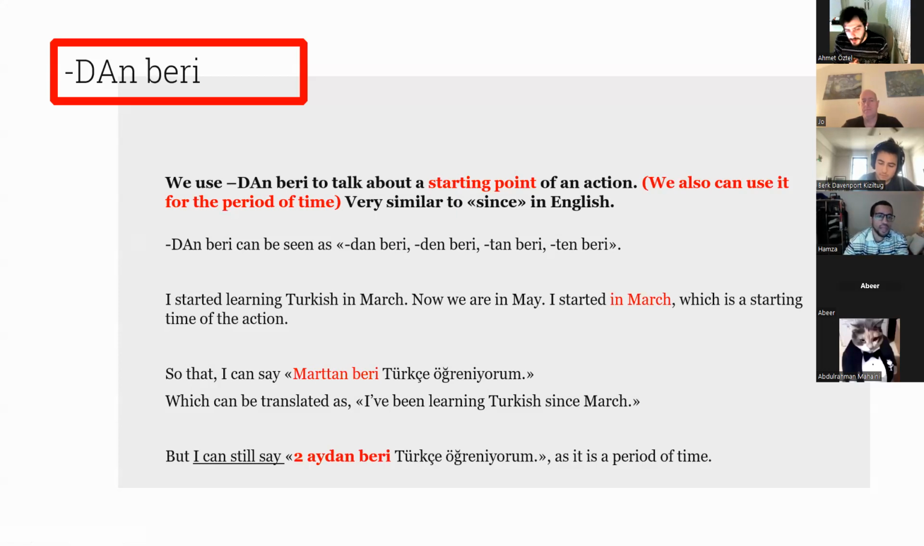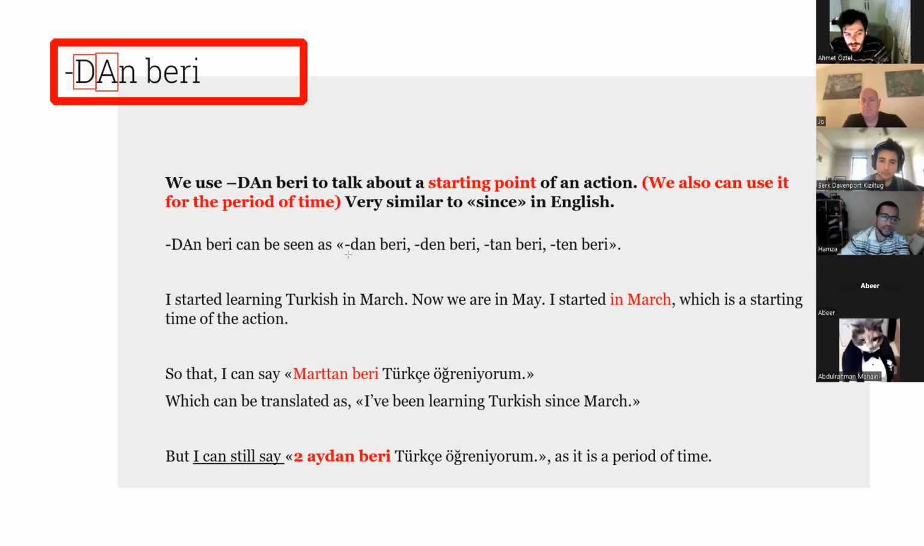And beri, however, is more flexible compared to dir, dır, dur, dür, tır, tir, tur, tür. And also for this one, we only have 4 options because it uses the A-type vowel harmony, which basically says that we have 2 options, dan and den. But also the capital D means that I have 2 more options, which can be tan and ten. So over here I have dan beri, tan beri, ten beri.